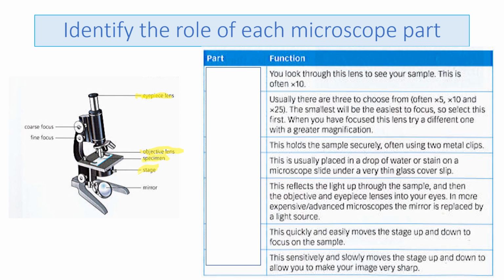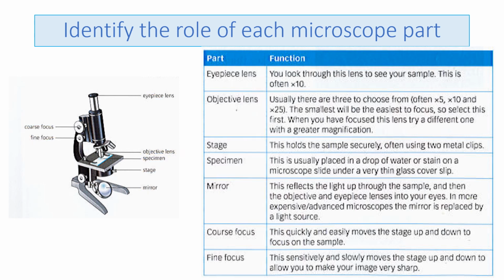The flex lights upwards, that's going to be a mirror, and this quickly and easily moves the stage up and down to focus the sample. That's going to be your coarse focus, before the fine focus slowly moves the stage to make the image very sharp. So you should be able to identify the roles of those. Probably unlikely that you'll be asked for many of the roles, but you might have to describe them in a method, and naming parts of the microscope is essential if you're asked that question.